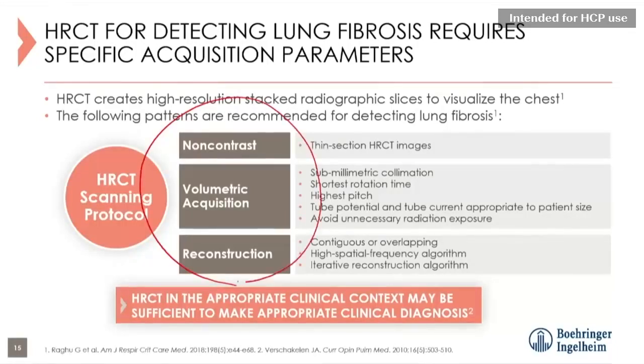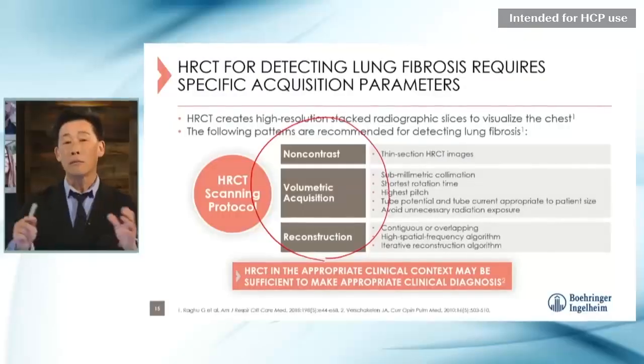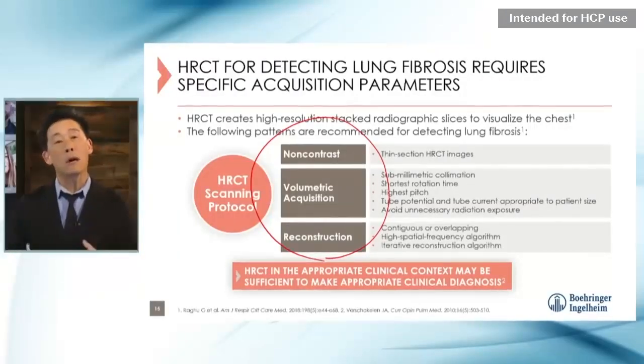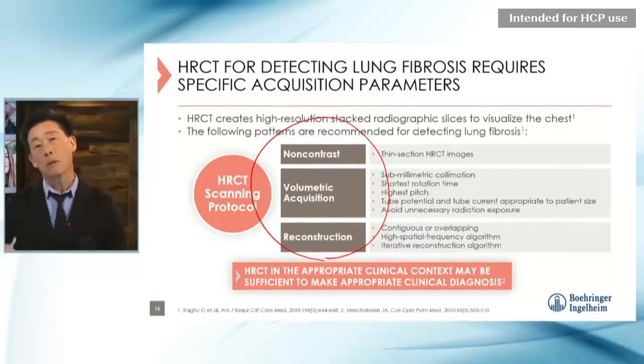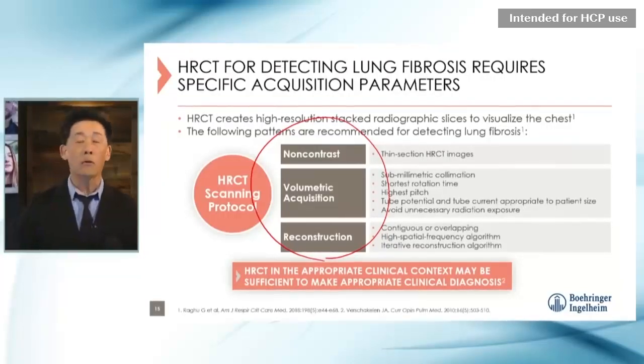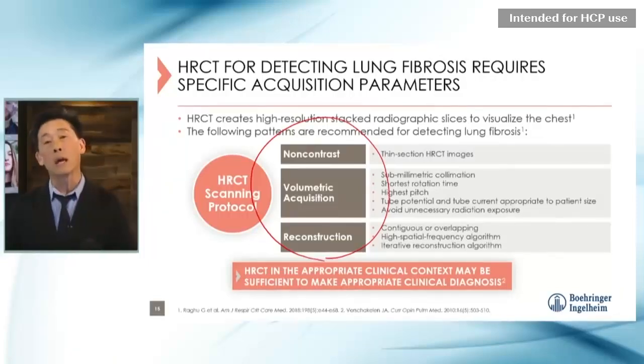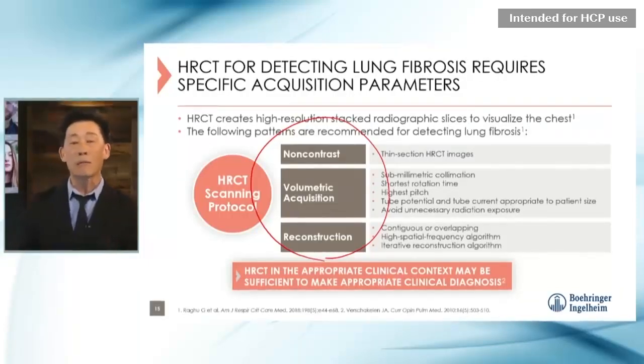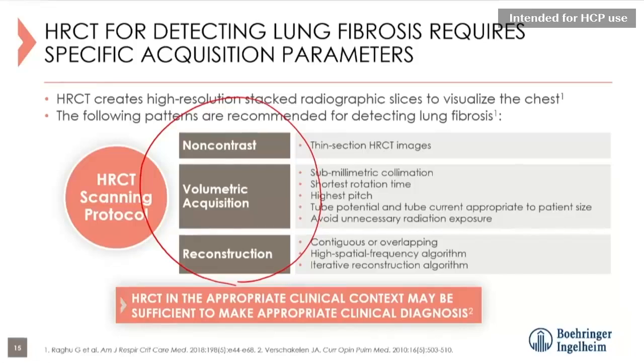And here they are. So first of all, it should be non-contrast with thin-section imaging. Second, it should be a volumetric acquisition with sub-millimetric collimation. And third, this data set should be reprocessed or reconstructed with contiguous overlapping sections, so there are no skip areas, and also a high spatial frequency algorithm, or this is a fancy term for just an edge enhancement algorithm, because we are concerned about patterns in suspected interstitial lung disease.